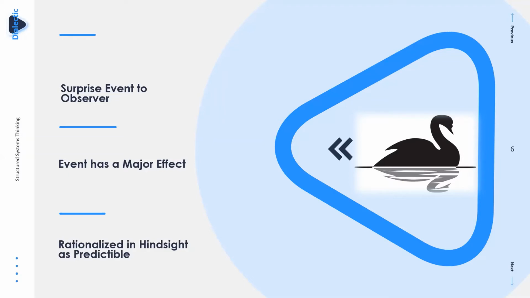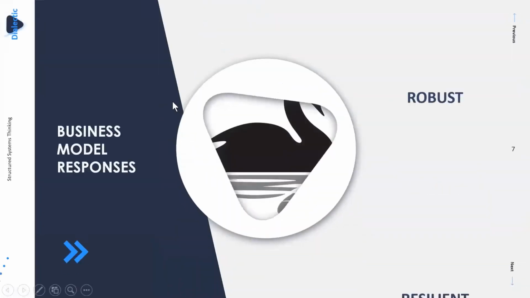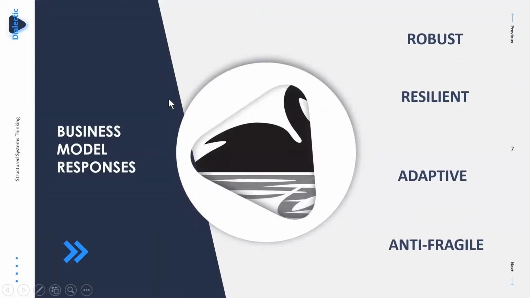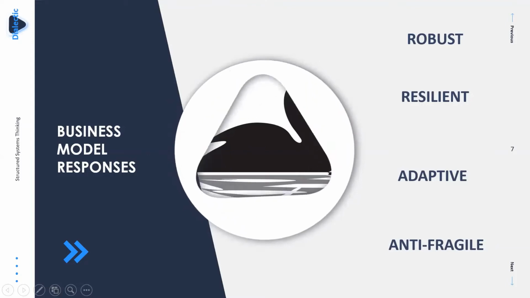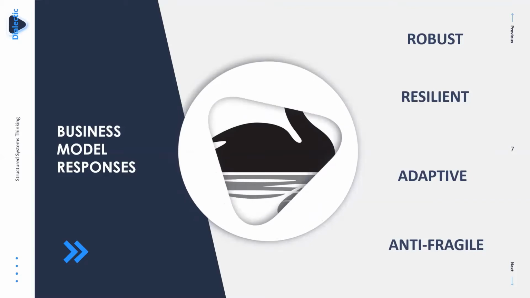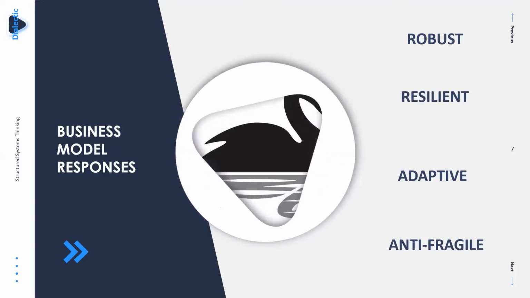So what are some of the business model options that you can think about when dealing with Black Swan events? Well, there's 4 general ones you hear about, and I'll go through each one in order. But from a high level, you can have a robust business model, you can have a resilient business model, you can have an adaptive business model, or you can have what's called anti-fragile.